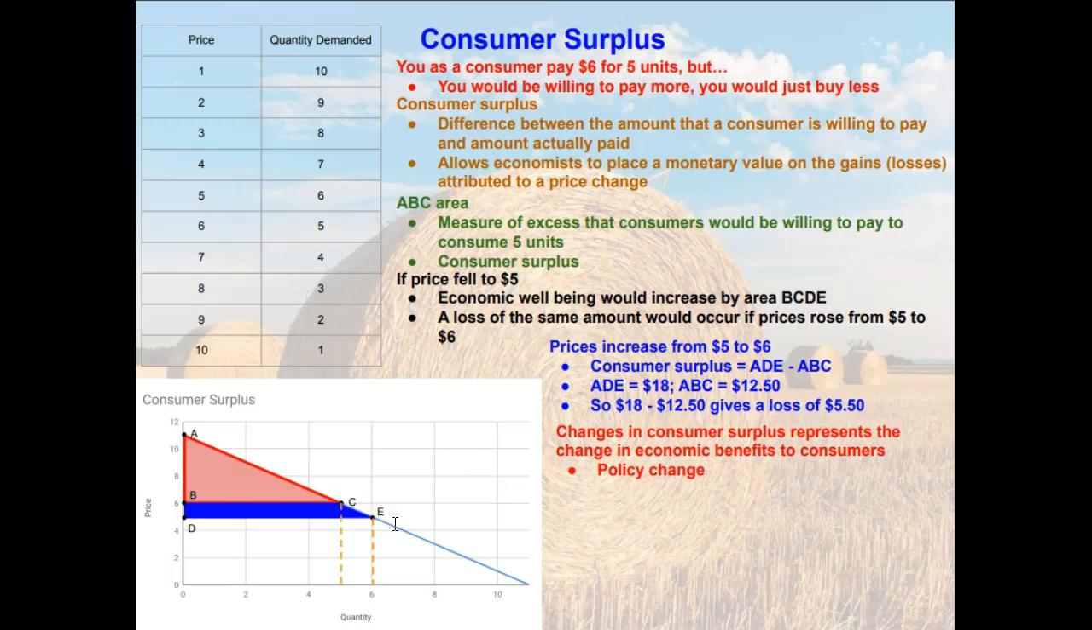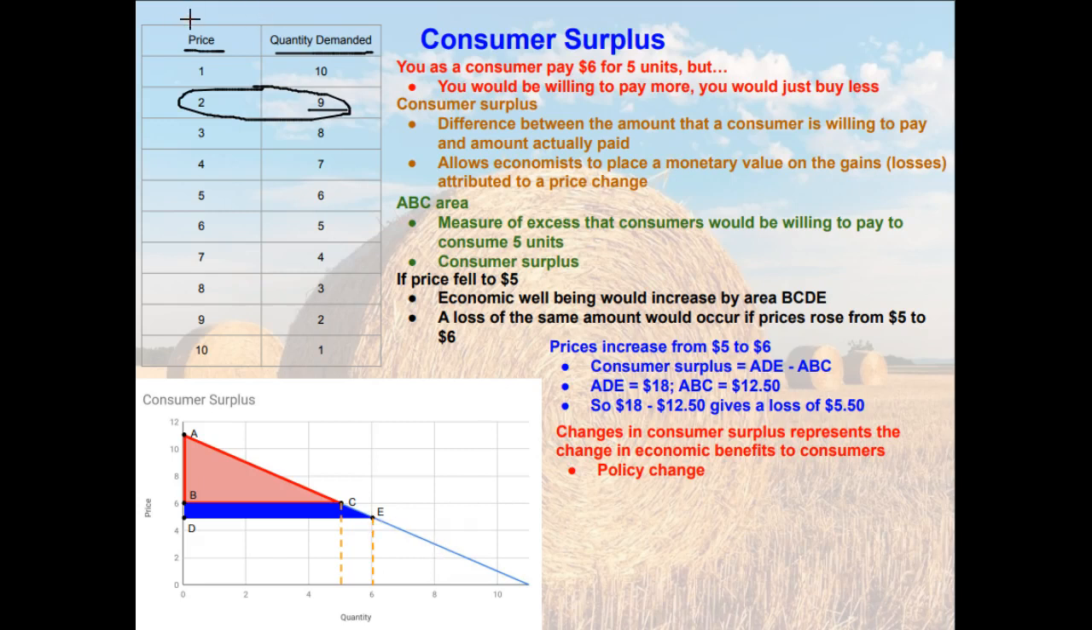Next, I want to switch gears and introduce to you the concept of consumer surplus. So here we have a table, and on this table it shows us price and the quantity demanded at each price. So remember how I said that quantity demanded was a single row on a table? Well, this might be the row. How much is being demanded? The quantity demanded at a price of $2 is 9 units.